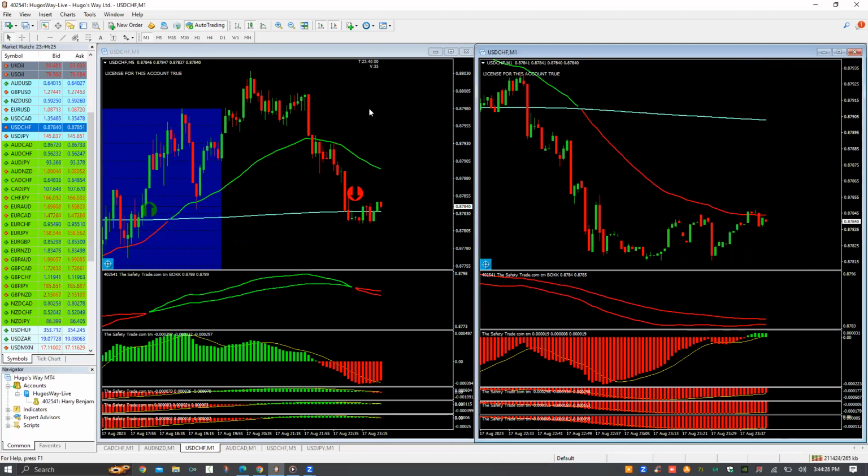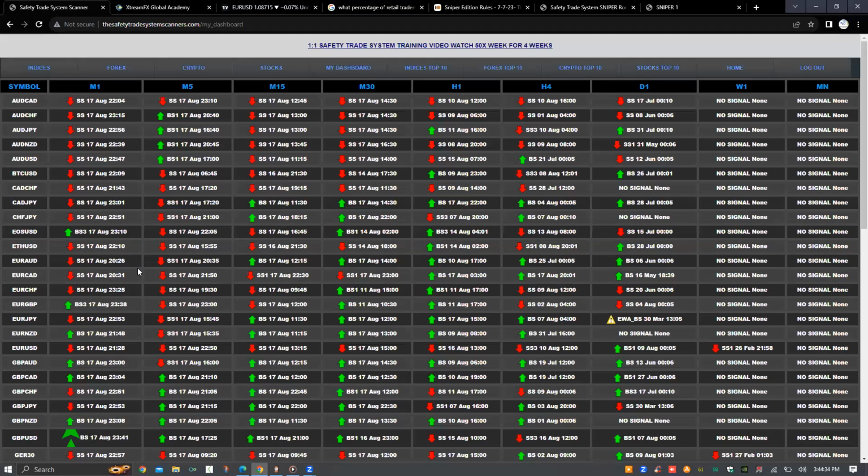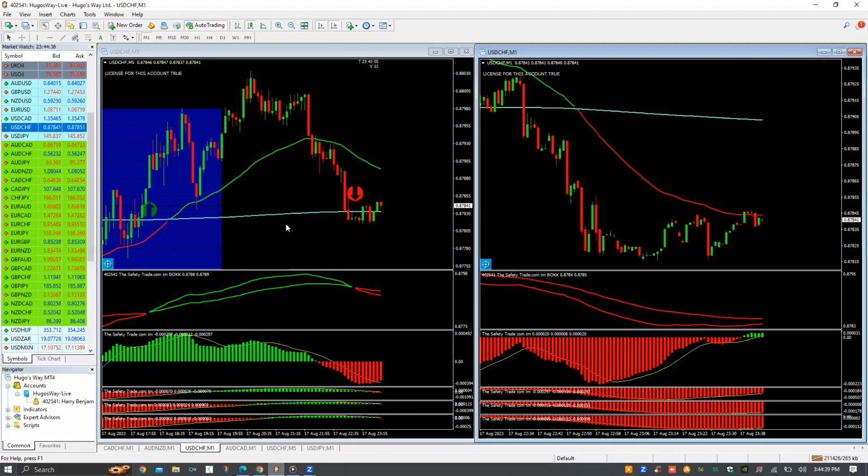So some of us do it that way, but then you can also rely on the system because it's going to send you multiple messages. Here's another one, NZD CAD. I think we looked at that one already. All right. So the system is amazing.